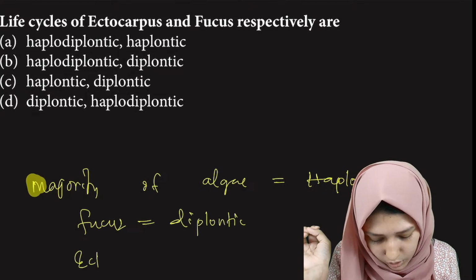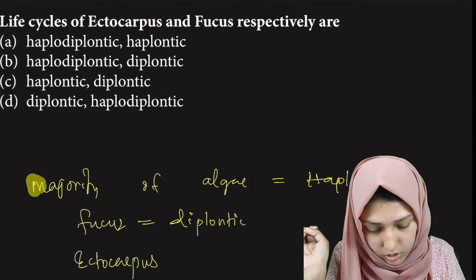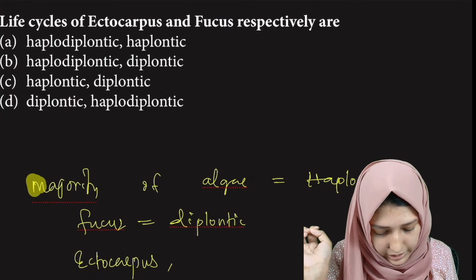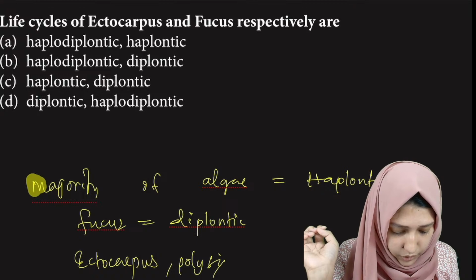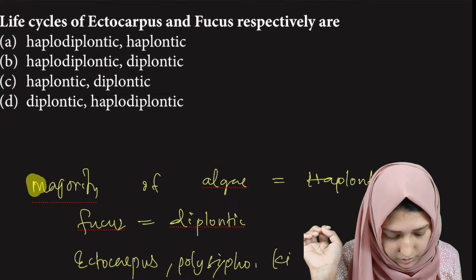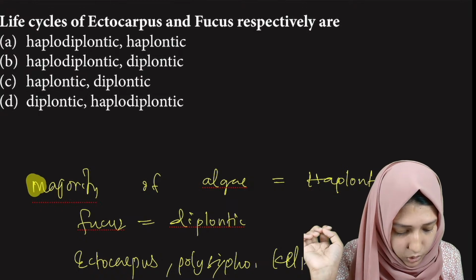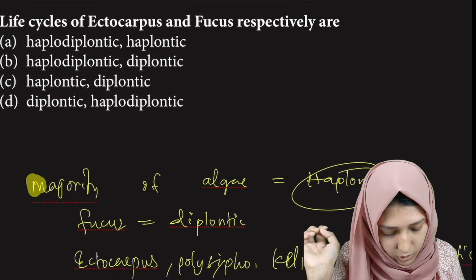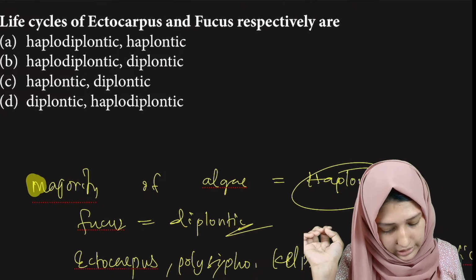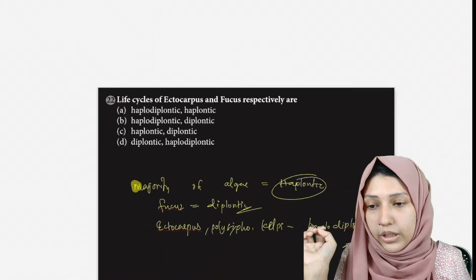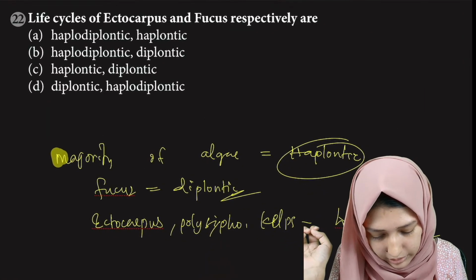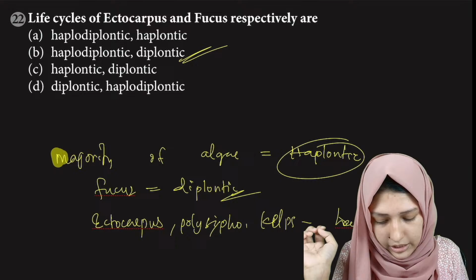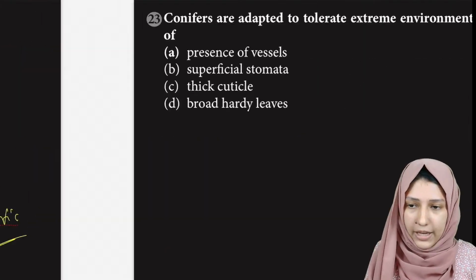And there are some more organisms: Ectocarpus, Polysiphonia and kelps are haplodiplontic. So please note these points, guys. Majority are haplontic, Fucus is diplontic, and Ectocarpus, Polysiphonia and kelps are haplodiplontic. Clear? So Ectocarpus is haplodiplontic and Fucus is diplontic. Right, so B is the answer.